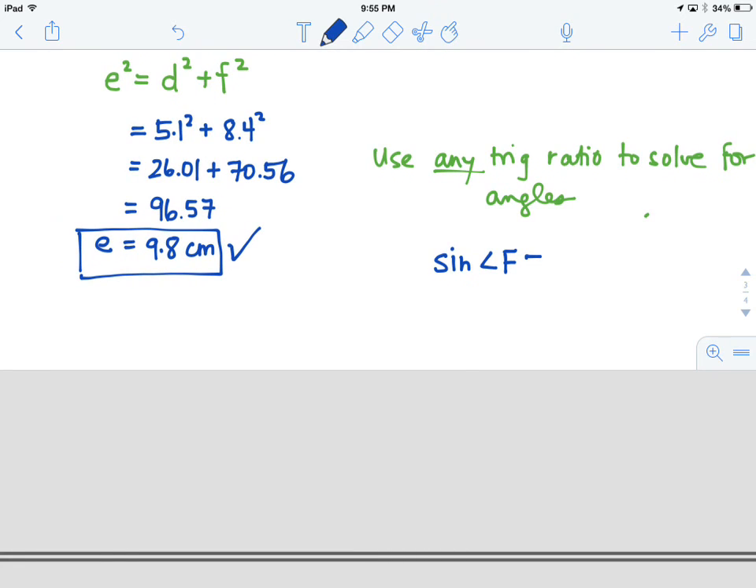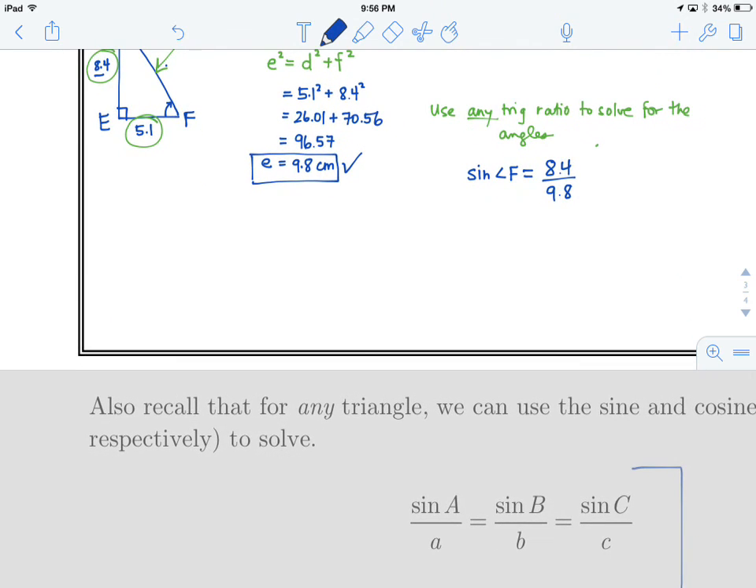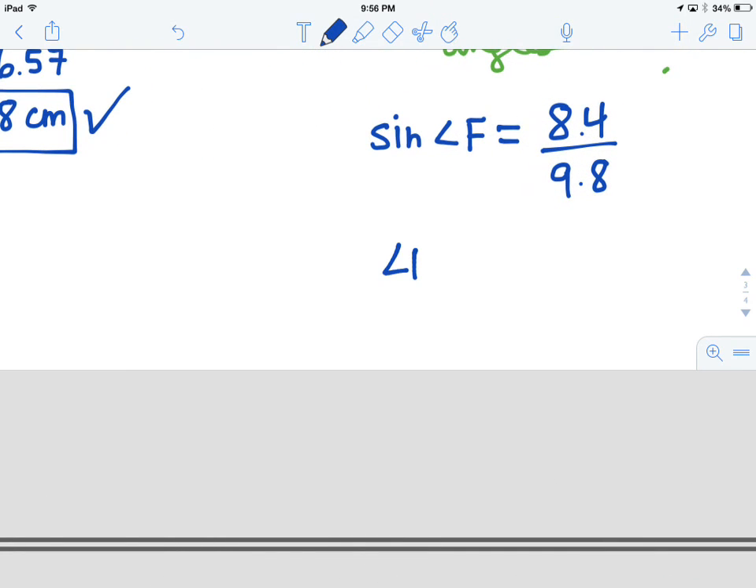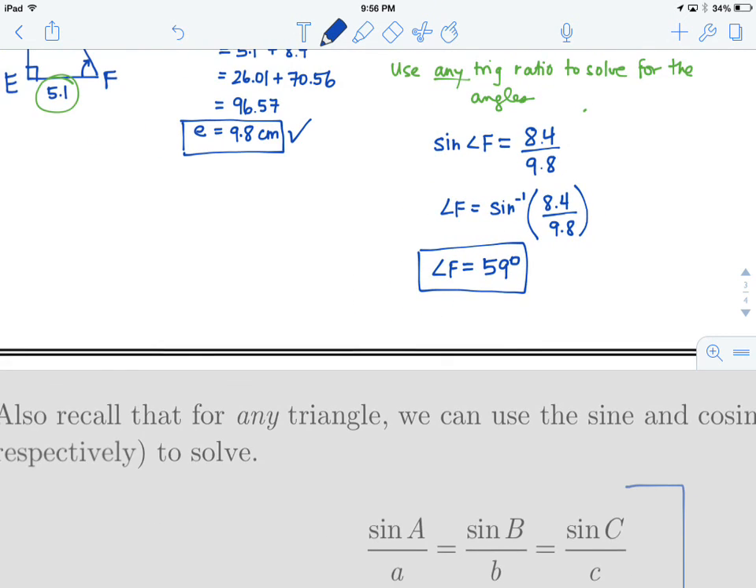So this is sine of opposite 8.4 over 9.8. And of course, I'm going to put this into my calculator. Just remember that angle F then is going to be equal to the inverse sine. You may need to refresh yourself with how to use your calculator if you haven't done this in a while. It's the inverse sine of 8.4 over 9.8. And when you do this, making sure that your calculator is in degrees and not radians, you get that angle F is equal to 59 degrees.